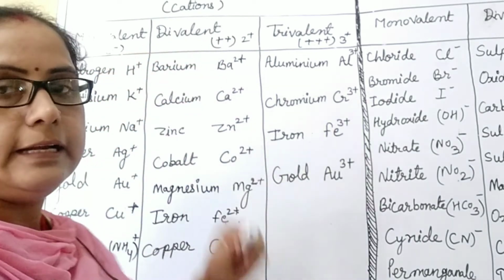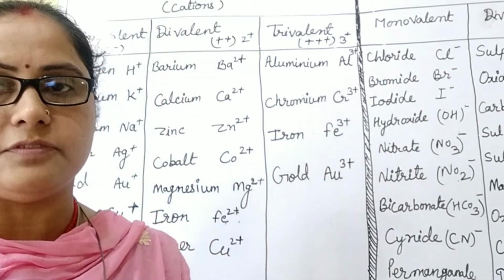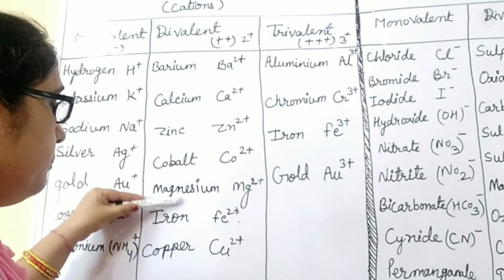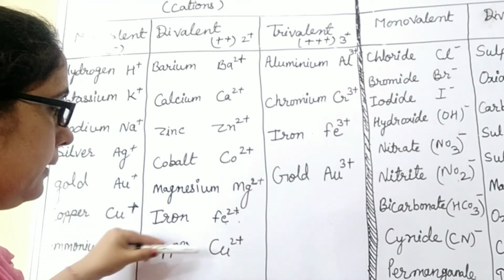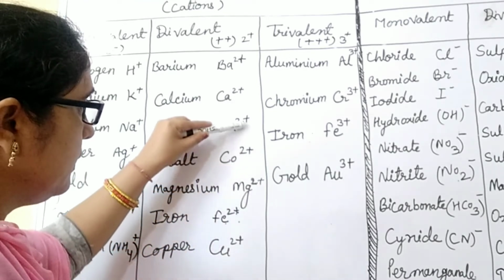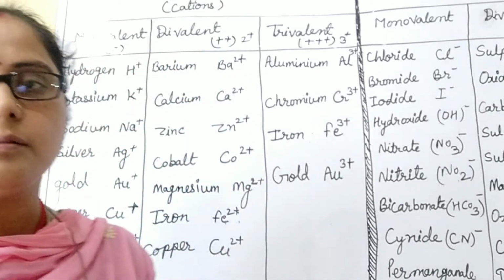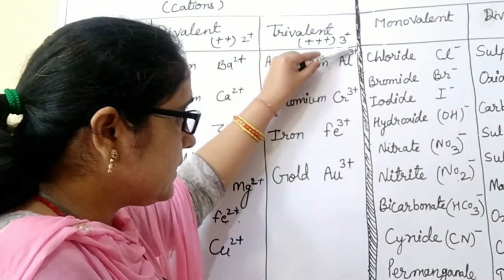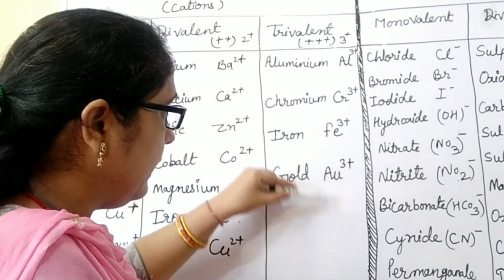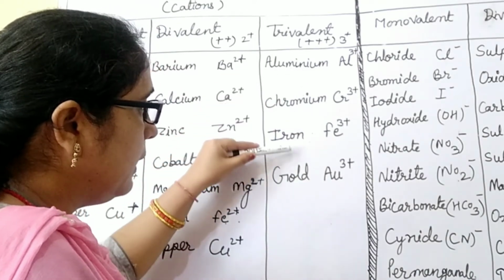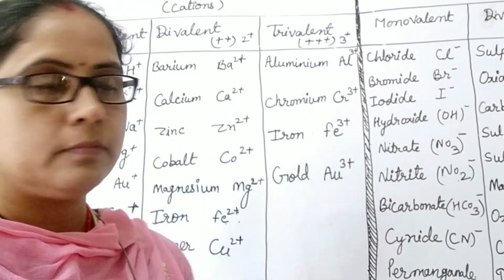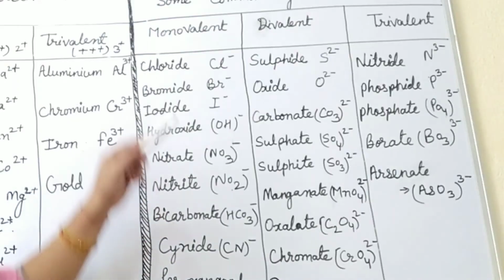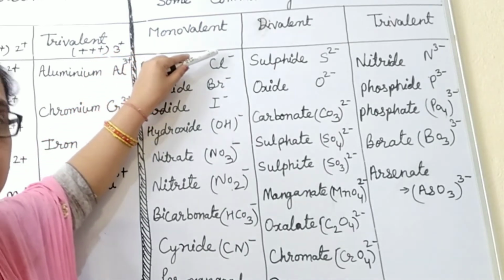Similarly, divalent cations are those cations which carry 2 positive charges. They are barium, calcium, zinc, cobalt, magnesium, iron and copper. They all contain 2 positive charges, so they are called divalent or bivalent. Third is trivalent cations. Trivalent cations carry 3 positive charges and they are aluminium, chromium, iron and gold. Now we will talk about the negatively charged ions. They are anions. Monovalent anions are those which carry 1 negative charge.